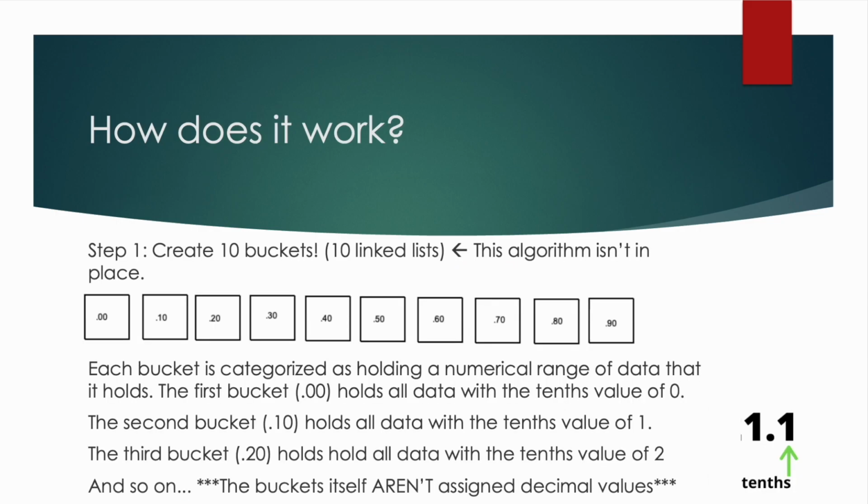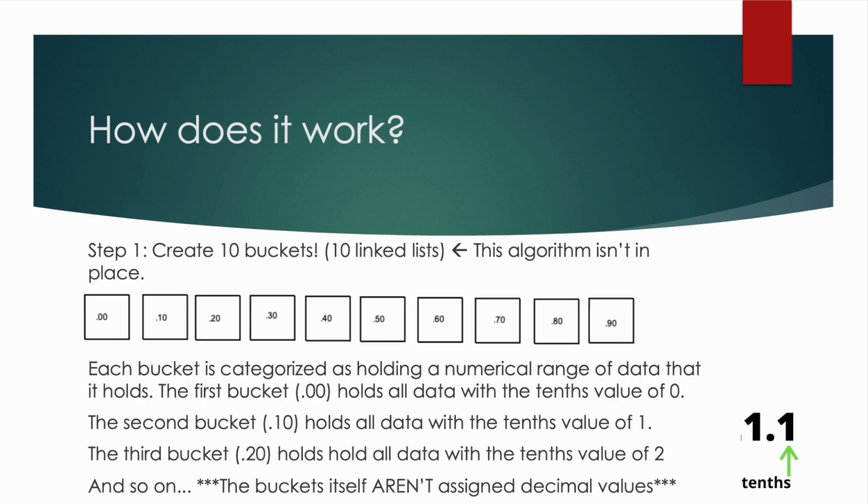So how does the bucket sort actually work? Here are the steps. Step 1, create 10 buckets, which are really just 10 linked lists. And since we've allocated more memory for new data, this algorithm is not in place. As you can see, there are 10 buckets below, and each bucket is categorized as holding a numerical range of data.